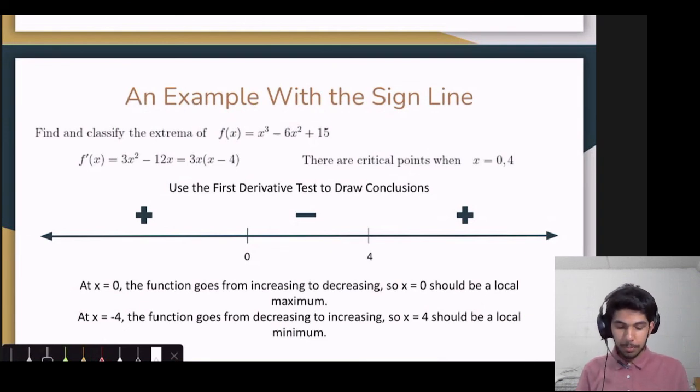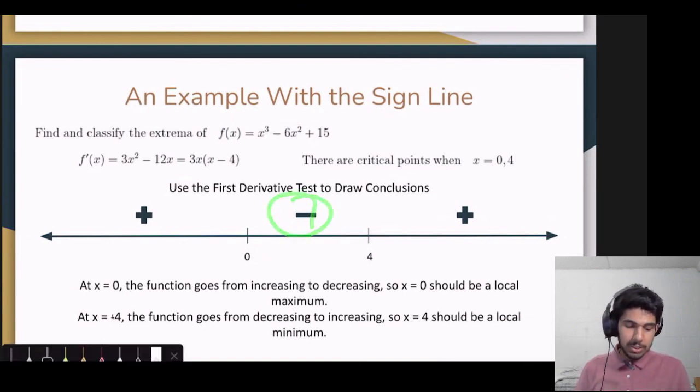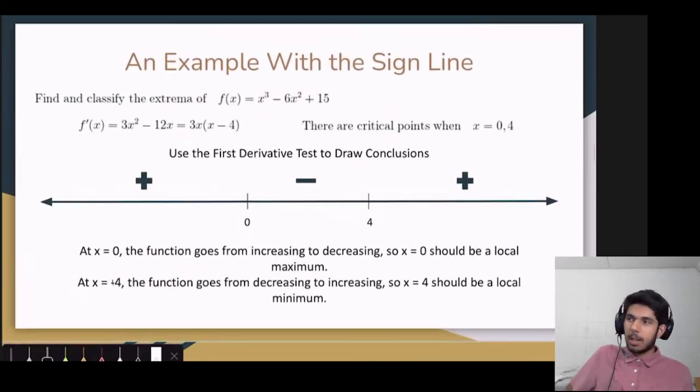So let's start by looking at x equals 0. The function goes from increasing to decreasing. So by the first derivative test, x equals 0 should be a local maximum. At x equals 4, this is a typo, x equals positive 4, the function goes from decreasing to increasing. So by the first derivative test, x equals 4 should be a local minimum. And that's basically the sign line.